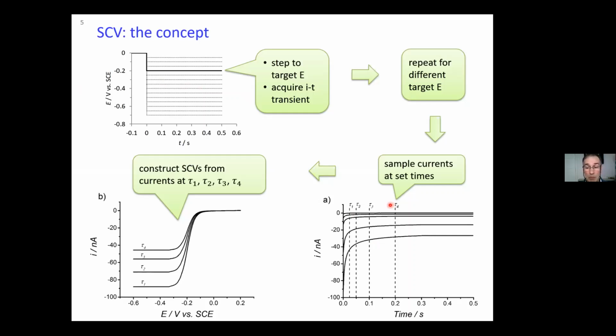So this is a very old technique. You can look it up in Bard and Faulkner. It's actually a very useful technique to understand the relationship between current, potential and time. But what's interesting is that when you do this, you reconstruct these sample current voltammograms, and they have all this sigmoidal shape, but of course the magnitude of the current varies with the sampling time. So very, very simple in principle.